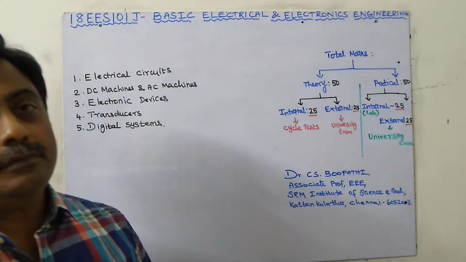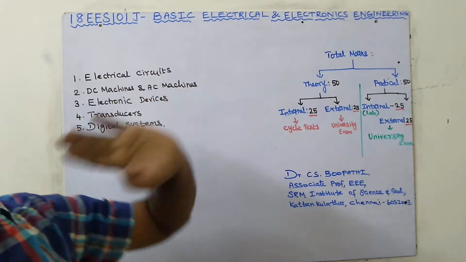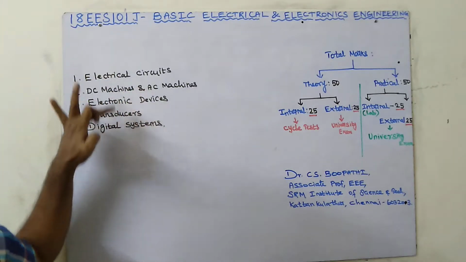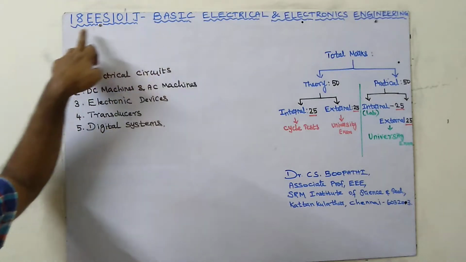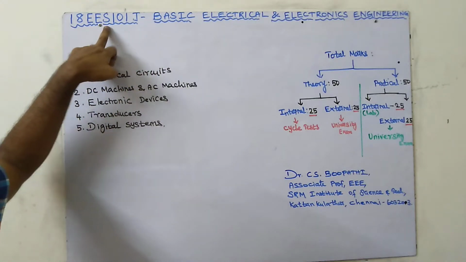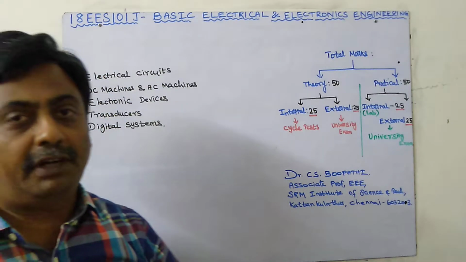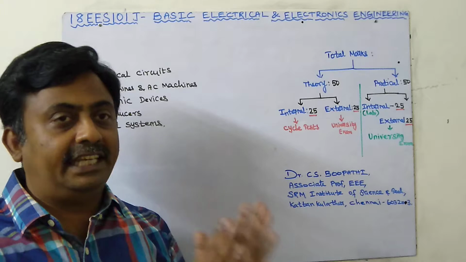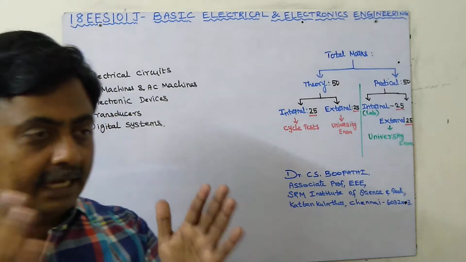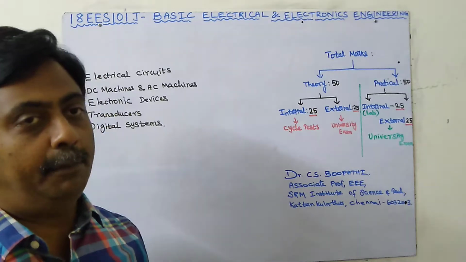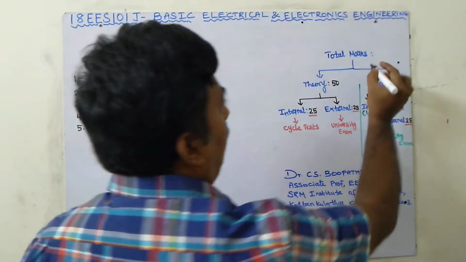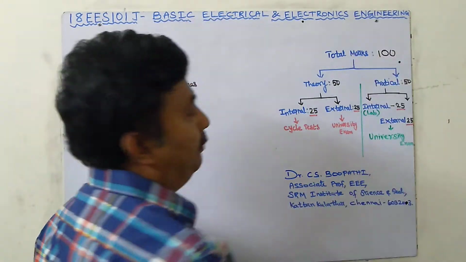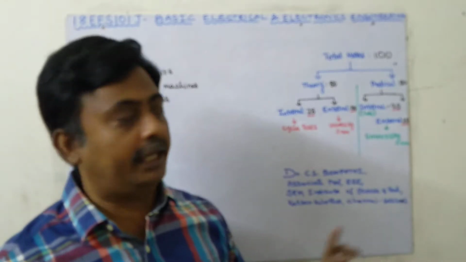Coming to the subject, it is Basic Electrical and Electronics Engineering. There are 5 units. Before that, it is a J course. In 18EES, S means science course, and 101J means joint course. A joint course has both practical and theory put together, and parallelly you will see the laboratory section. The total is 100 marks: theory 50 marks and practical 50 marks.